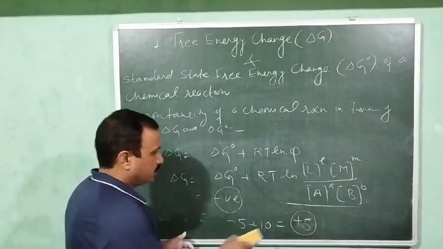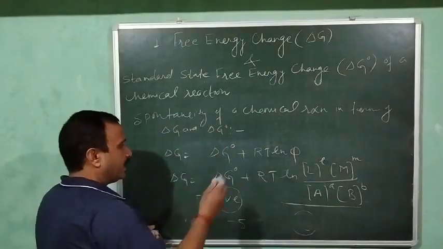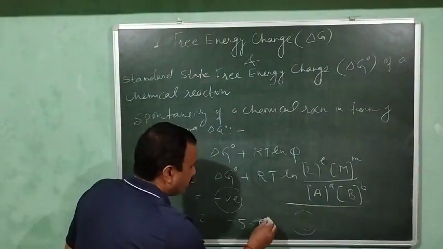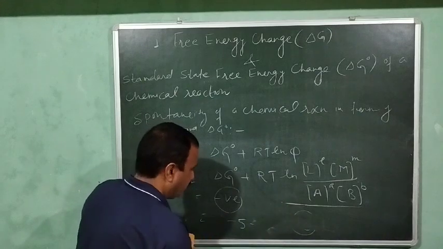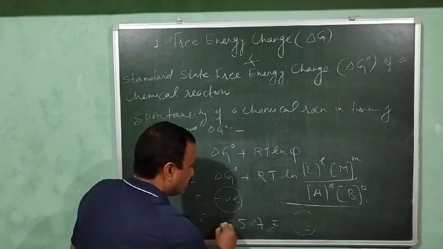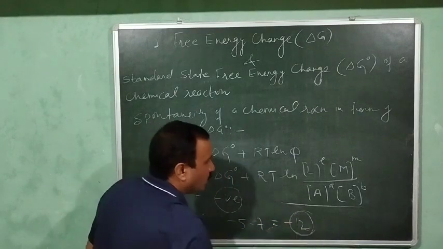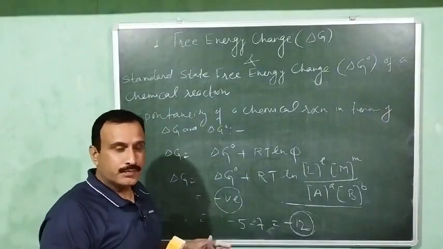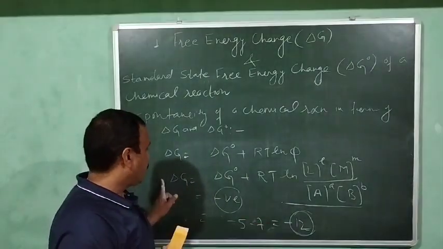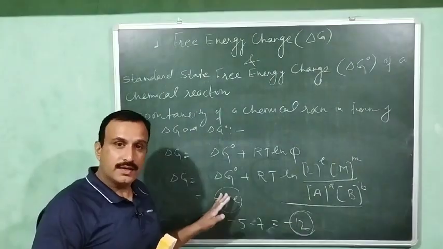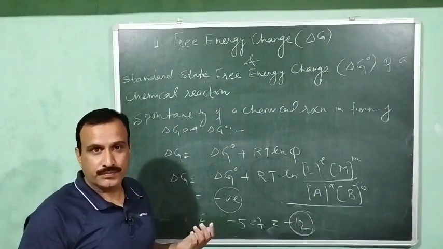And if the value of both terms is negative, that is minus 5 and minus 7 here, suppose, then the sum is again negative, minus 12. So this means that this reaction is spontaneous under standard as well as in some other conditions.